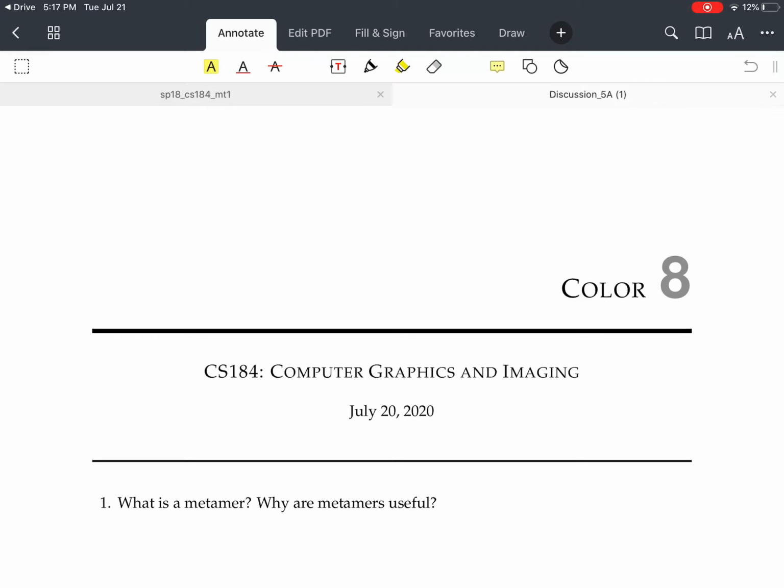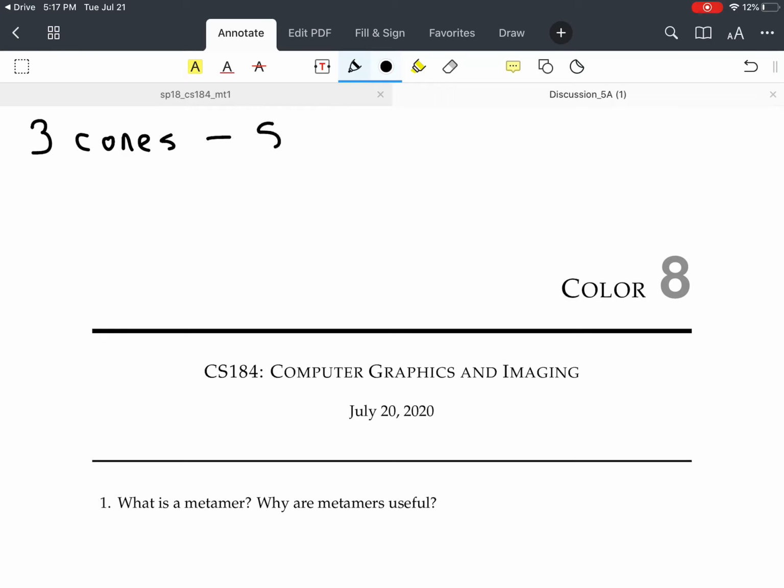So before we get started, I'm just going to do a very short intro into color, just in case you didn't get a chance to look at the lecture or the slides. The basic idea behind colors is that there are three types of cones in everyone's eyes: the S, M, and L. The way these cones work is there's essentially a graph that looks something like this.